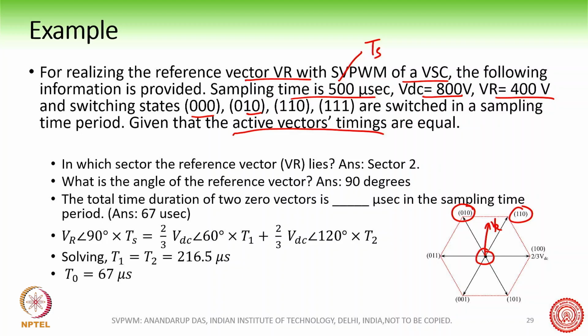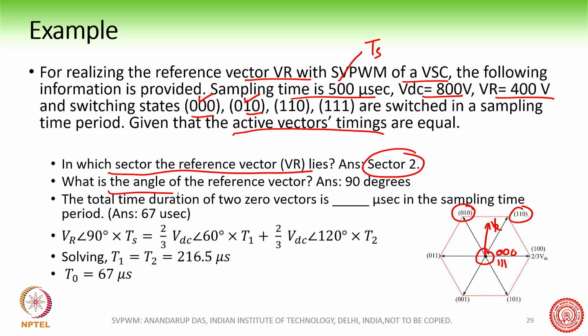What does this information tell us? First question, in which sector does the reference vector VR lie? Of course it is lying in sector 2, because we are switching 0 0 0, 0 1 0, 1 1 0 and 1 1 1. Therefore it must be lying in sector 2.